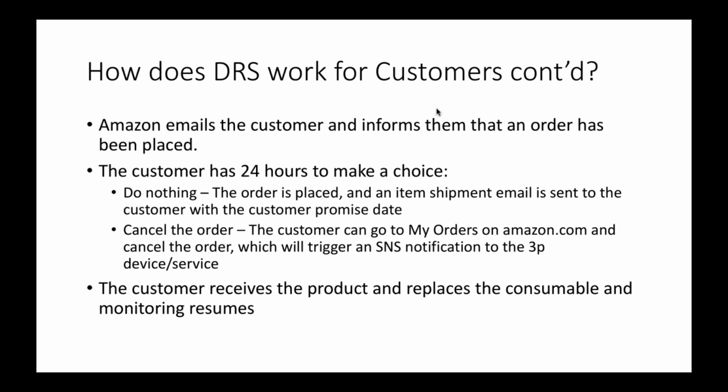At the end, if the customer allows the order to go through, the item shipment email is sent to the customer, the item shipment notification is sent to the developer, the customer promise date comes, and the customer receives the product and replaces the consumable, and monitoring resumes. So there should be logic on your device or in your third-party cloud application that allows you to detect what the current level is and that the level has returned to 100, in which case you should resume monitoring and then have your system prepared to place another order should consumption return to 0.